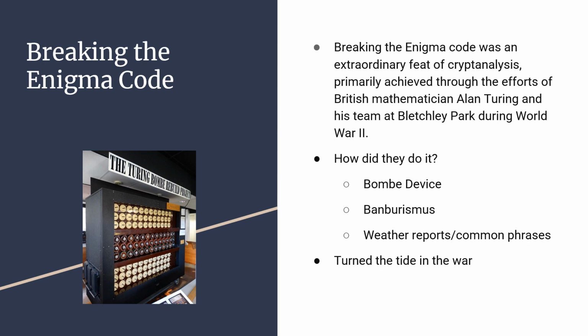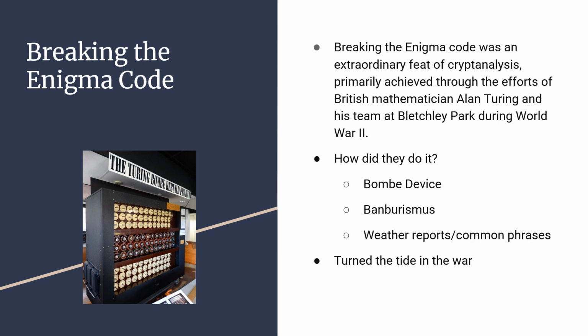Turing also developed a statistical method known as Banburismus to aid in breaking the code, and that involved analyzing large volumes of intercepted messages to identify patterns and correlations that could reveal the settings of the Enigma machine.